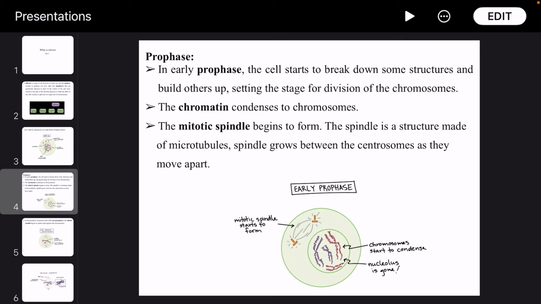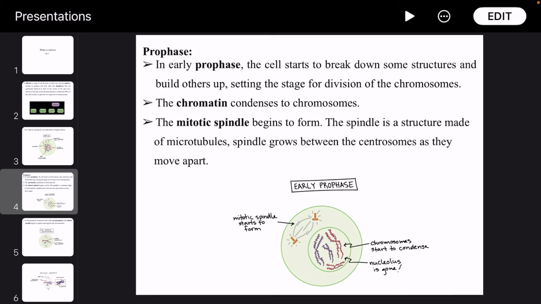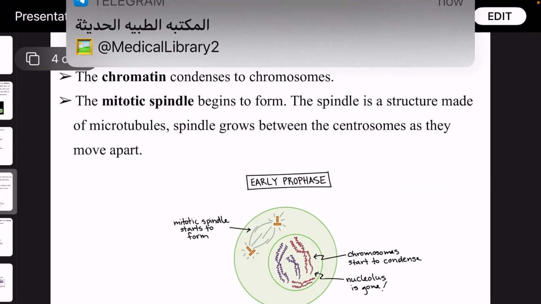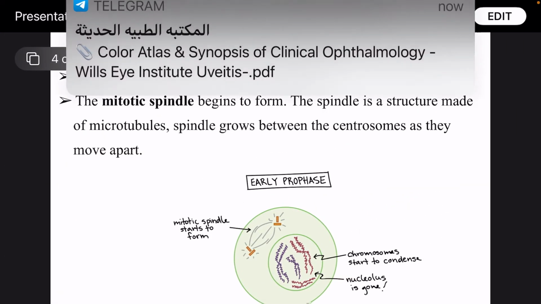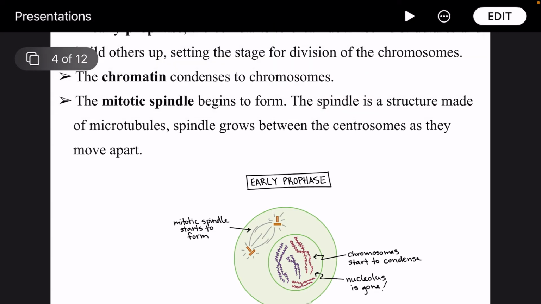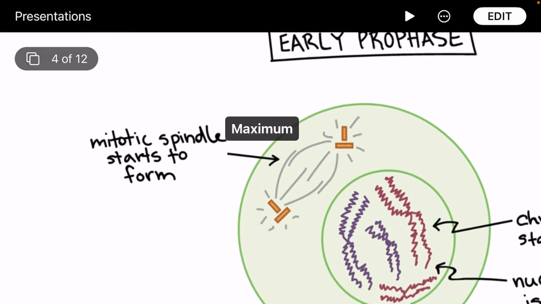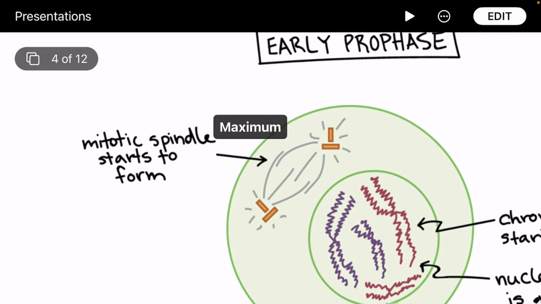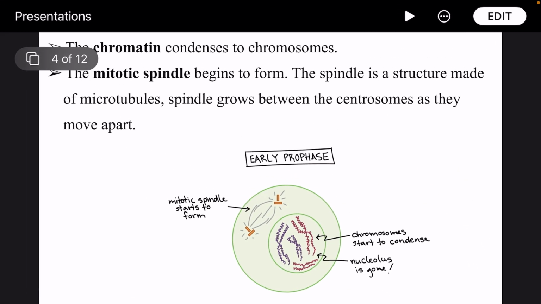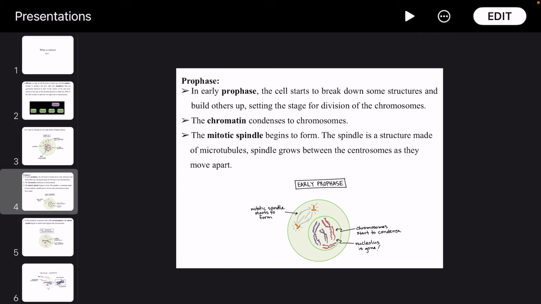The spindle, what is the spindle? It's over here. The spindle is a structure that's made up of microtubules. The microtubules, as you can see, where's the arrow? The spindle is a structure made of microtubules. The spindle grows between the centromeres as they move apart.